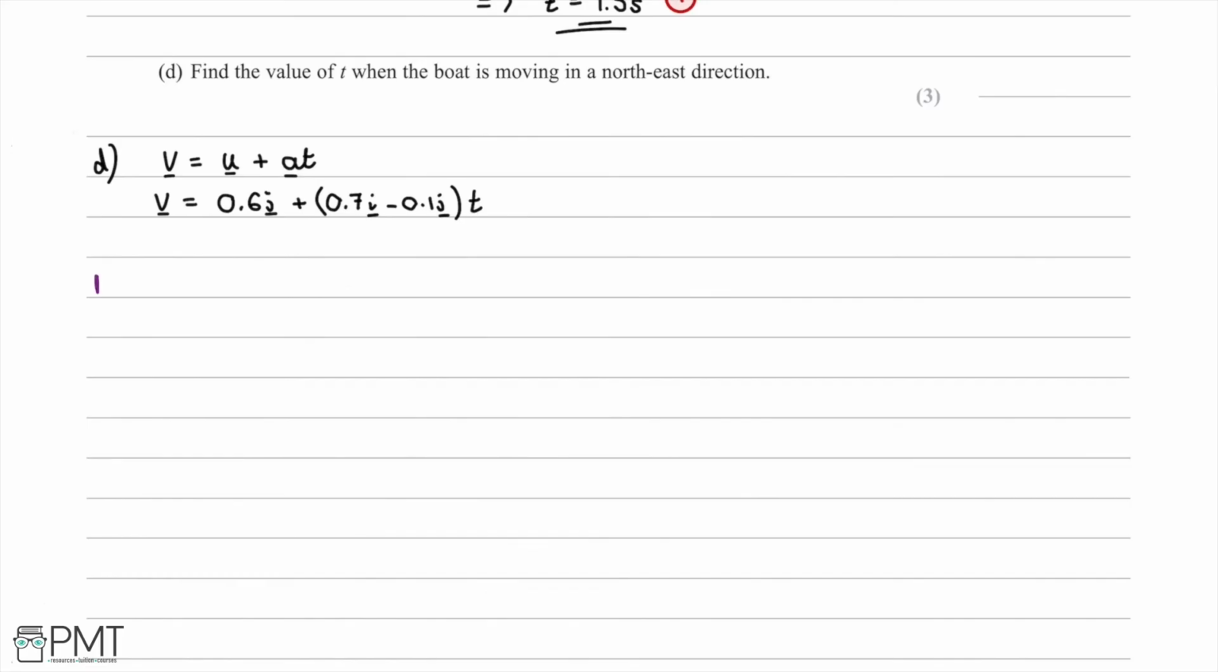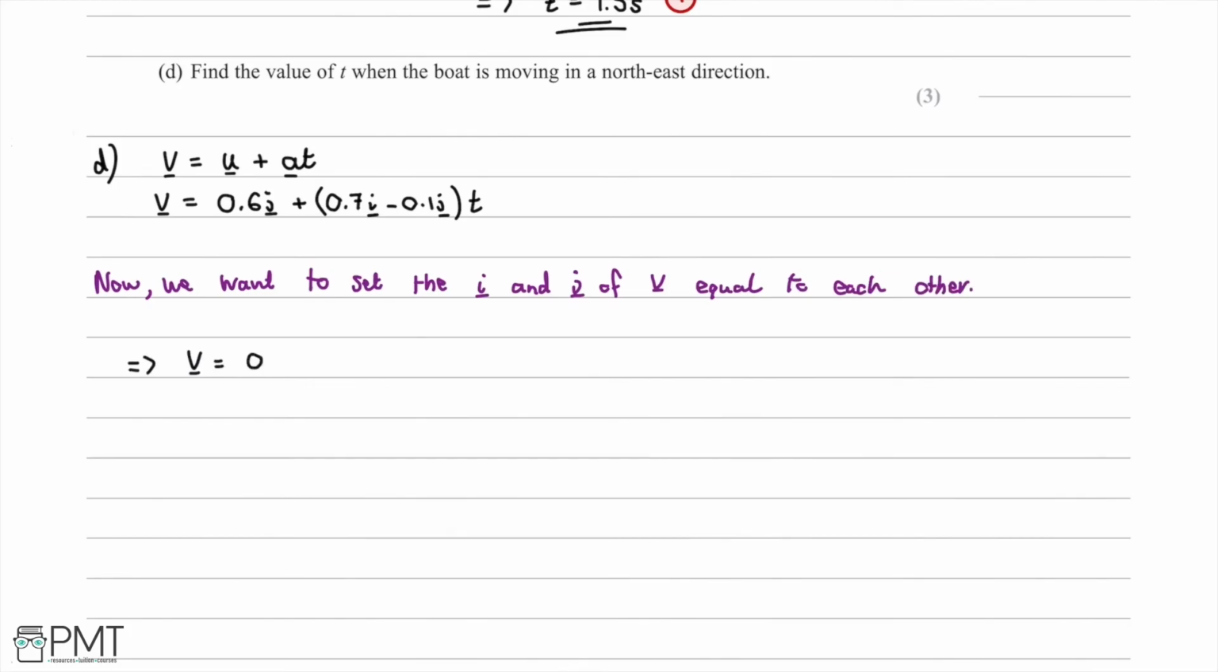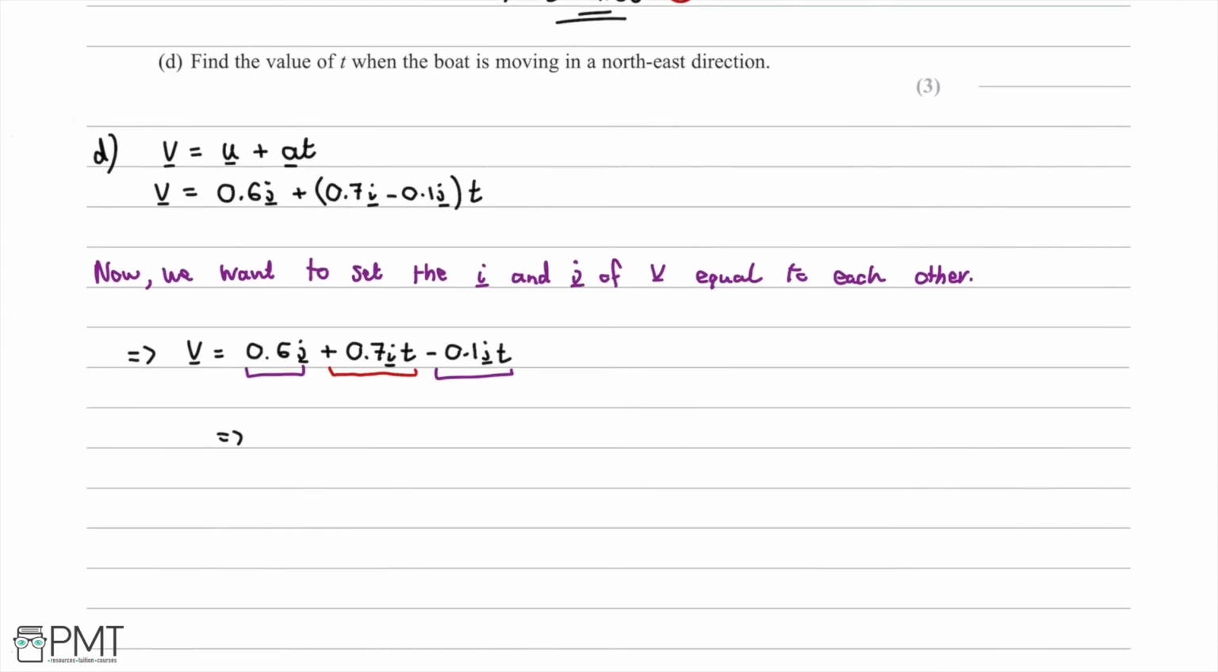So now, in the same way as the previous question, we want to set the i and j components of v equal to each other. So therefore, we're going to say that v is equal to 0.6j, and then we need to expand the bracket again to take our t term into both parts. That'll be plus 0.7i t minus 0.1j multiplied by t, and therefore we're now going to again take our j components and make them equal to our i components, and this is exactly the same method as the previous part of the question.